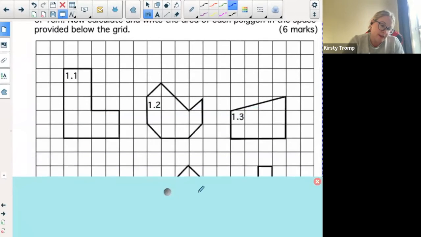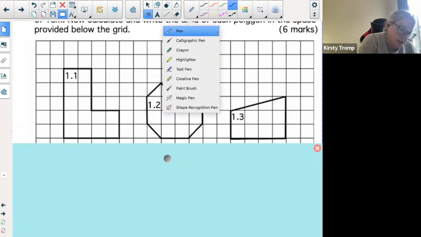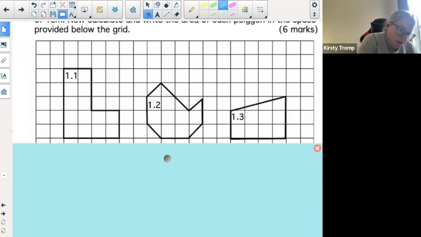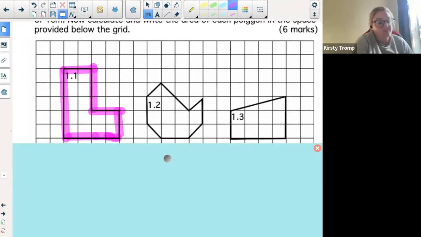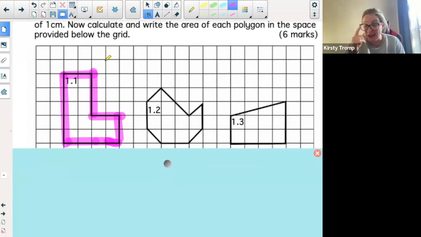So let's start and look at 1.1 together. We can't really see this nice and clearly, so I'm going to go highlight it for you for 1.1. It's there, there, there, there, there, and there. So they've said to me that each of those squares has a length of 1 centimeter.